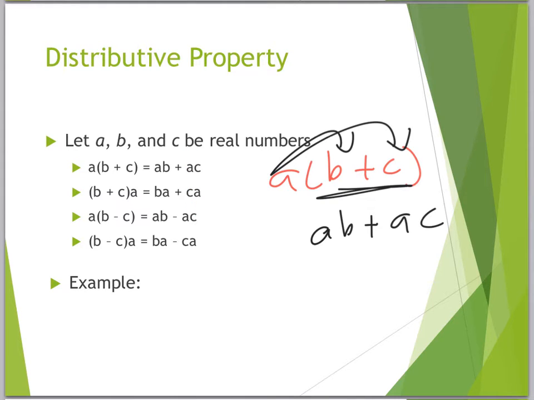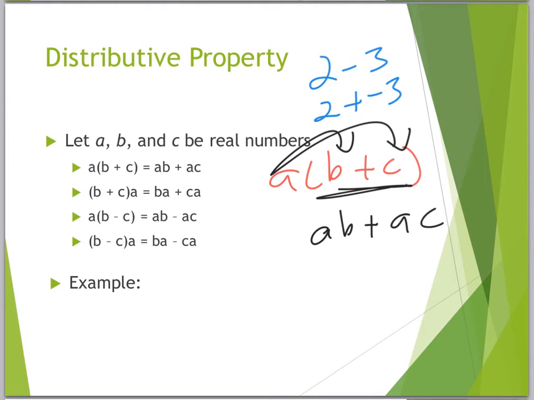Now, it works technically with subtraction, because subtraction is nothing more than addition with a negative. What I'm really saying there is like 2 minus 3 is the same as 2 plus a negative 3. That's why this works with subtraction. Because technically it's called the distributive property of multiplication over addition. Alrighty, so again, if you put it on the back side, it works as well, so that doesn't change anything.